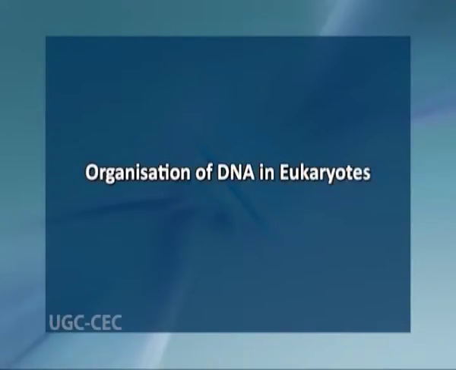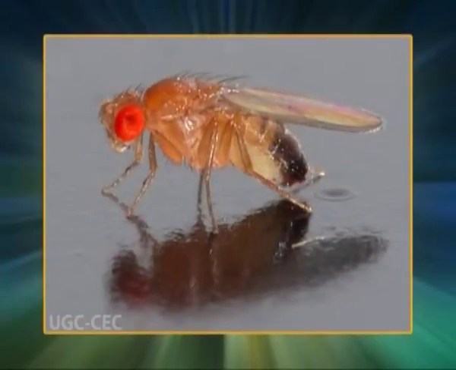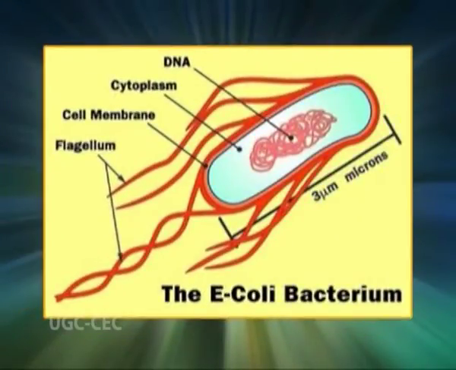Coming to the organization of DNA in eukaryotes. A yeast cell, one of the simplest eukaryotes, has 2.6 times more DNA in its genome than an E. coli cell. Cells of Drosophila, the fruit fly, used in classical genetic studies, contain more than 35 times as much DNA as E. coli cells, and human cells have almost 700 times as much. The cells of many plants and amphibians contain even more.